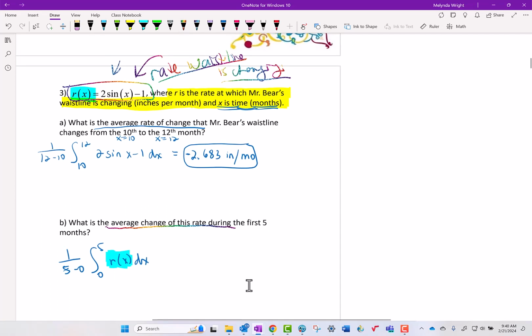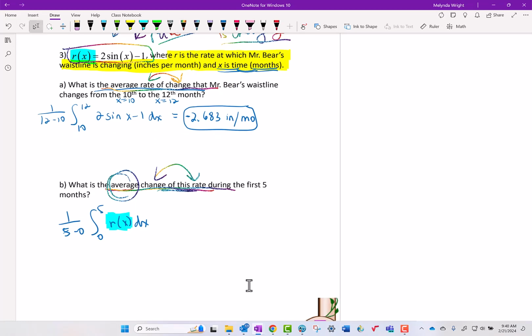Okay. What is the average rate of change? What is the average change of the rate? Same, it's rate and change. They just mixed the words up. I don't know why. To be confusing, probably. What is the average change of the rate? What is the average rate of the change? It means the same thing during the first 5 months. So we want the average of the change, not just the change. Does that make sense? Okay, you're welcome.